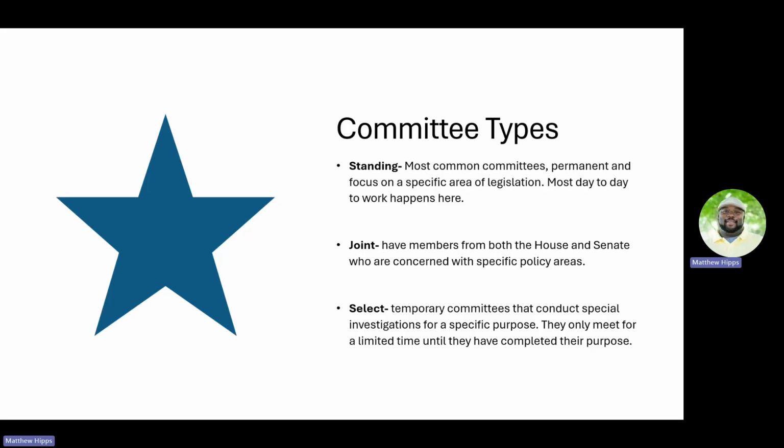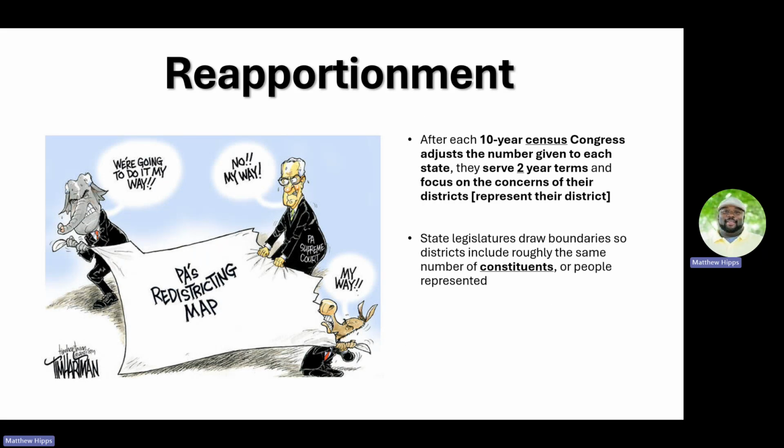Another important component of congressional power is reapportionment. Reapportionment is the redistribution of the 435 seats in the U.S. House amongst the 50 states every 10 years. As the population changes and we conduct the census, we adjust the number of representatives based on the population that a state has gained or lost.